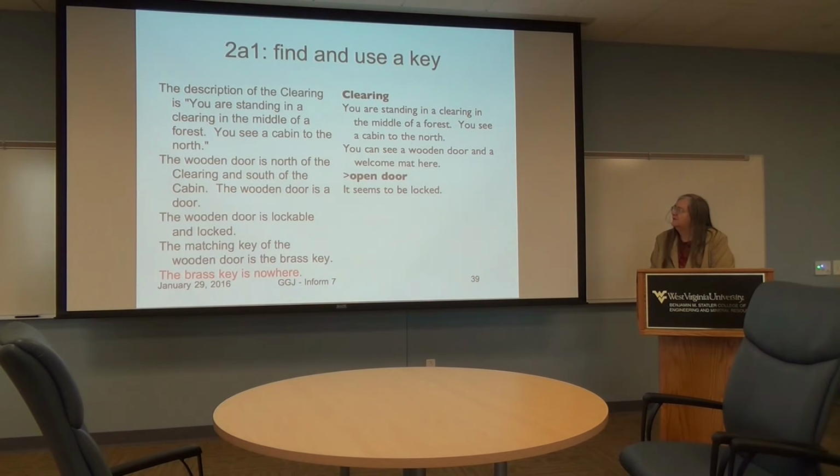What I want to do here is have the brass key not be visible. And so I put at the bottom of the left-hand column, the brass key is nowhere. Technically, it's off stage, but that's a good Inform location. And so what I can see here is a wooden door and a welcome mat, but I can't see the key. And as you guys are experienced gamers, you know the key's got to be under the mat.